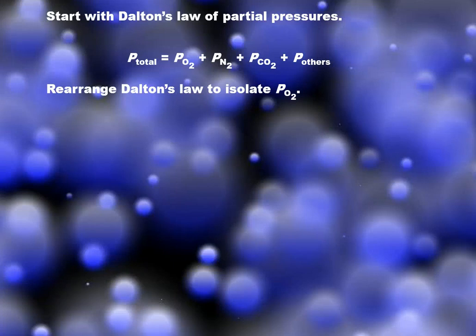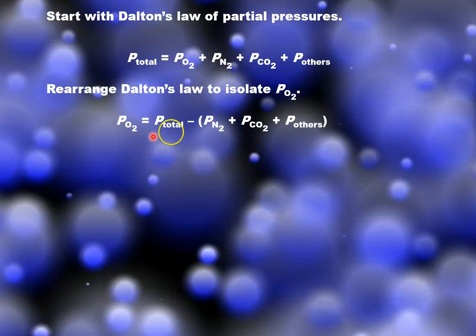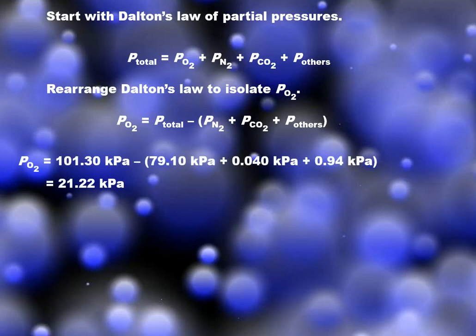Rearrange Dalton's law to isolate the pressure of oxygen by itself. And so what are you going to do? Well, you're just going to subtract all of these from the total. So our equation will look like this. The pressure of oxygen is equal to the total pressure minus the pressure of the nitrogen, carbon dioxide, and the pressure of the other gases in the air. Plug in your numbers, add and subtract, and your pressure of oxygen is equal to 21.22 kPa.